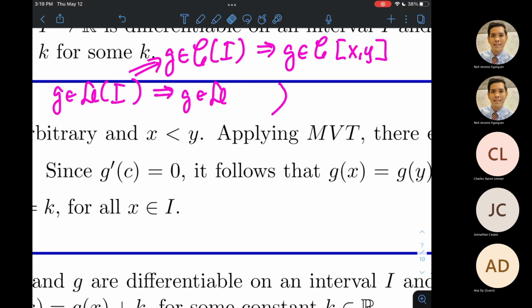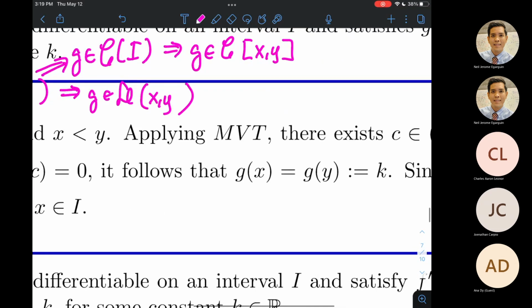Hindi pala dapat AB. Bakit AB ang ginamit ko? Si XY nga pala yung pinag-uusapan natin. Alright? Kasi nga kung ito yung interval I, pipili ako ng X, pipili ako ng Y, dito ko gagamitin yung MVT dun sa closed interval X, Y.